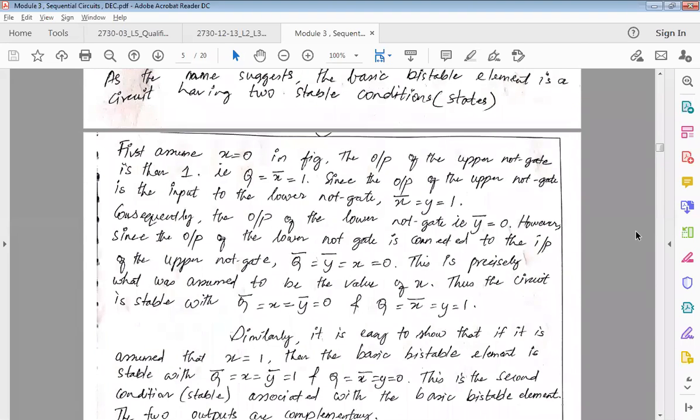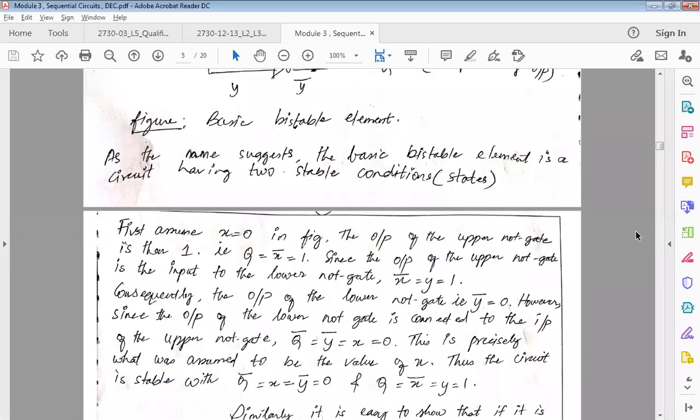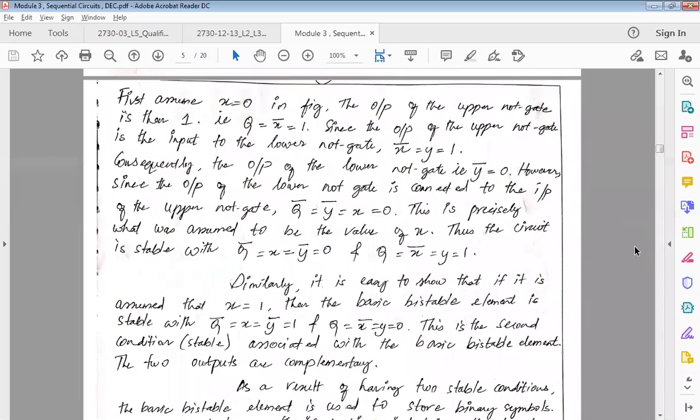Okay, so now we will do some workout here. First, assume x is equal to 0 in the figure. The output of the upper NOT gate is then 1. That is, Q is equal to x bar is equal to 1. Since the output of the upper NOT gate is the input to the lower NOT gate, x bar is equal to y is equal to 1.